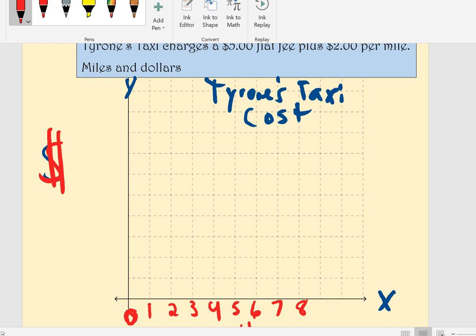You're going to want to go by a nice, neat little number. I'm just going to go by 2s here: 2, 4, 6, 8, 10. So our ordered pairs are probably going to be in the middle.